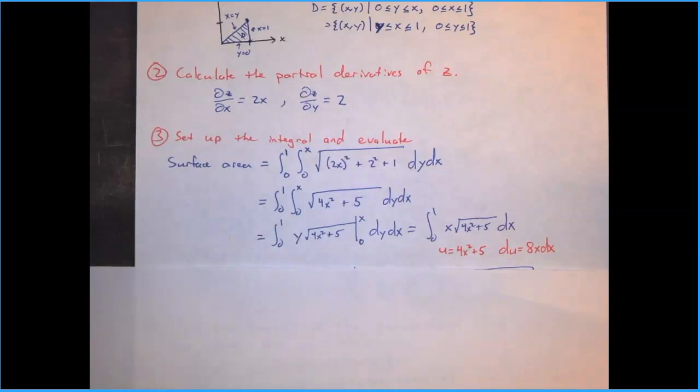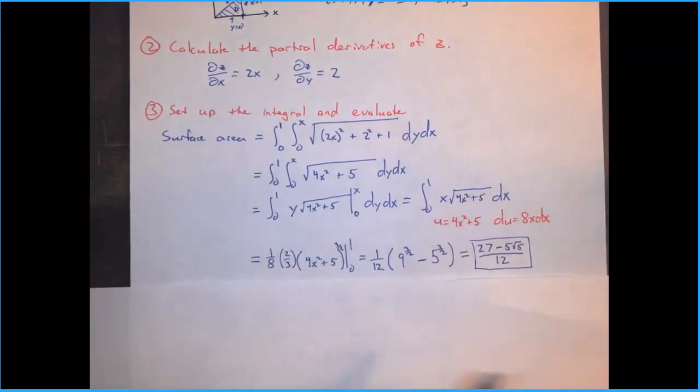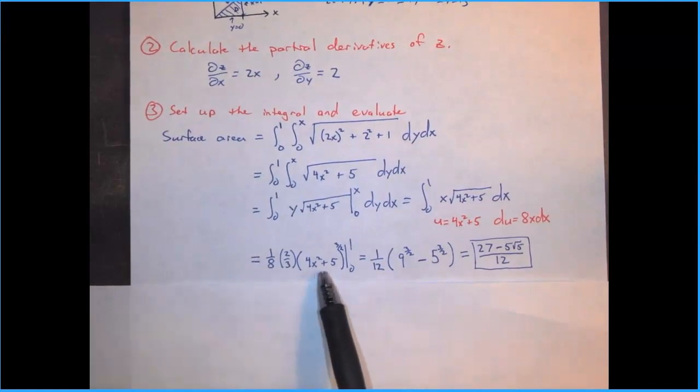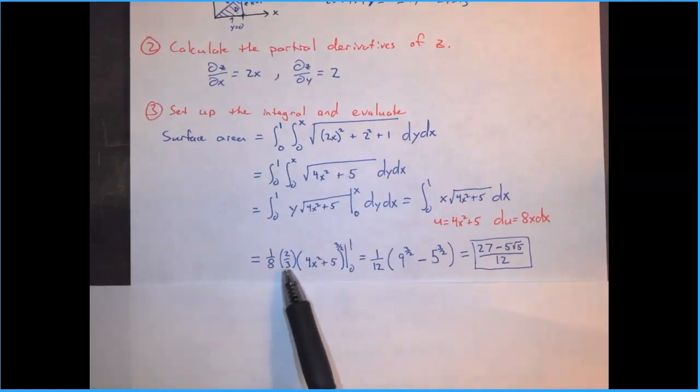So I let u equal 4x squared plus 5. Then du is 8x dx. So I'm just missing the 8, and I can think of this as u to the 1/2. So when I integrate that, I have the 1/8, which is left over, u to the 3/2, divided by 3/2, which is 2/3. I plug in my bounds.